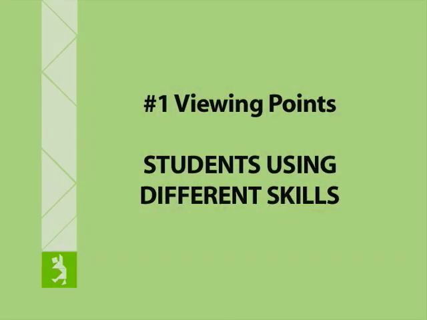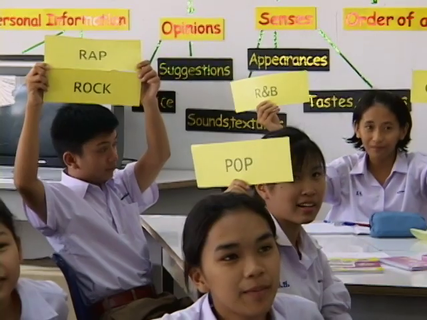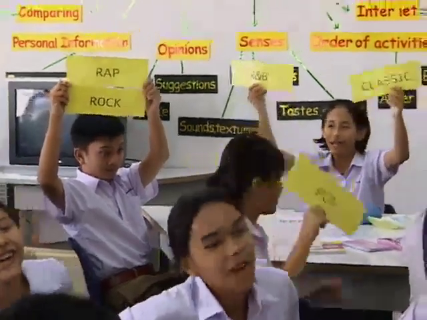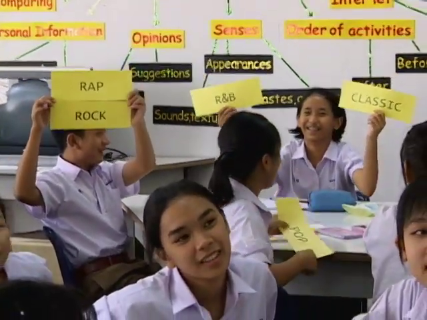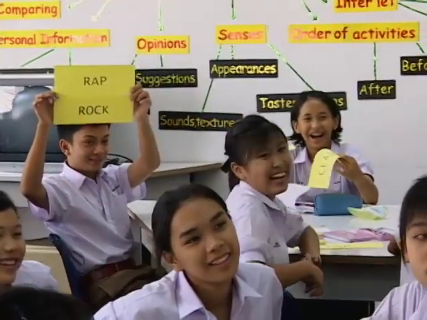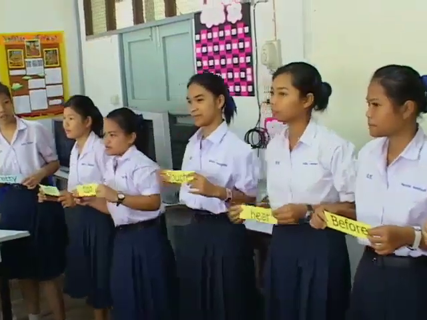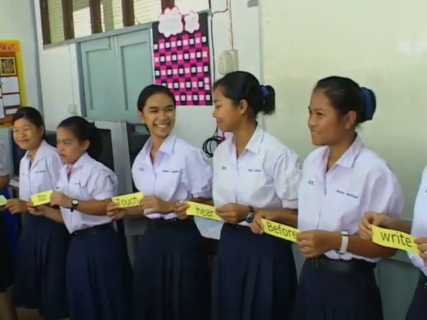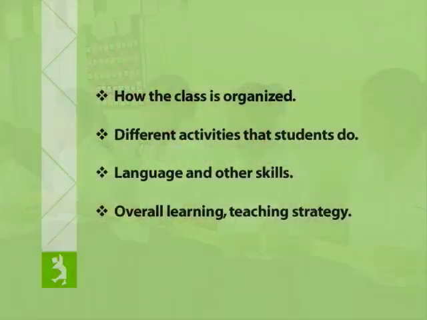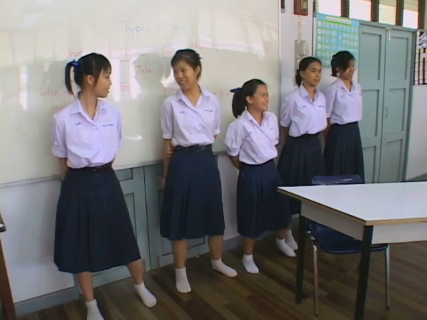Number 1, viewing points for students using different skills. Video segment number 1. In this classroom, the students have chosen a popular song to work on and learn. Here they are demonstrating the results of their work. Look for how the class is organized, different activities that the students do, language and other skills that students are using, and an overall learning and teaching strategy.